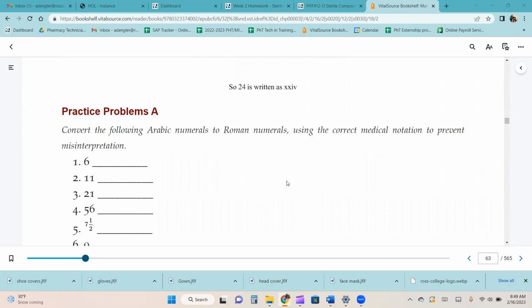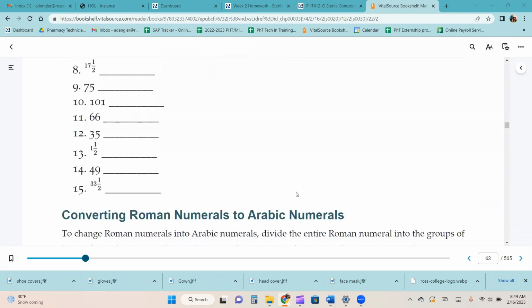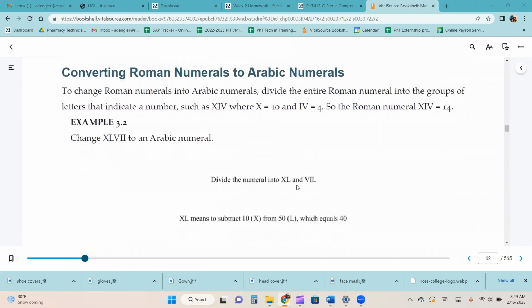Practice problems A, you can practice doing Arabic numerals to Roman numerals. Again, this is not required, just helping you with your learning process.